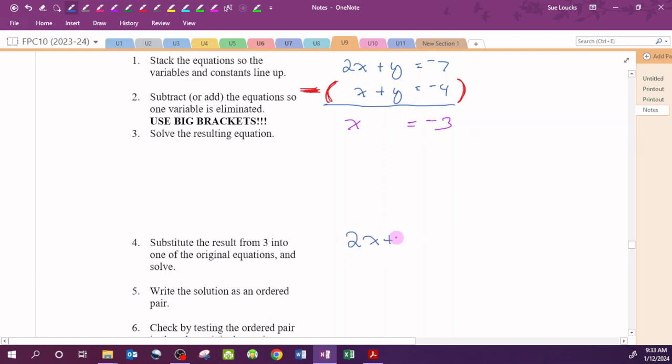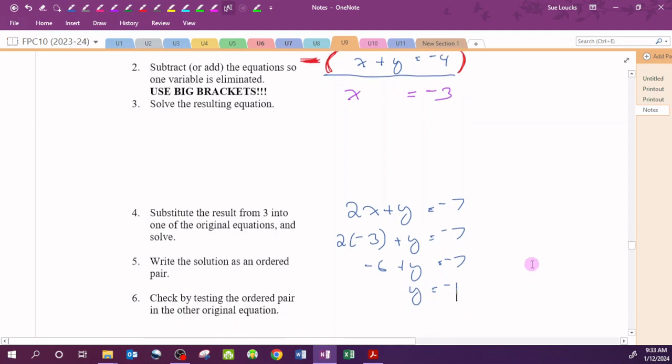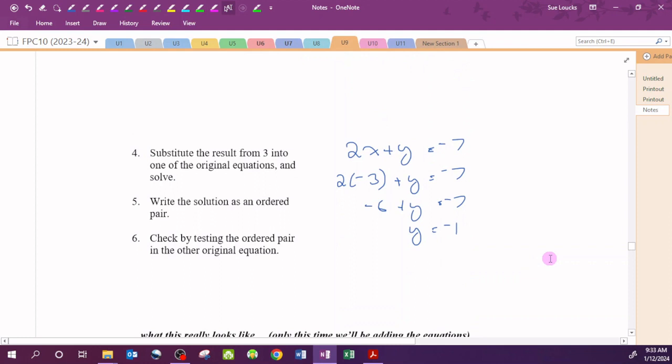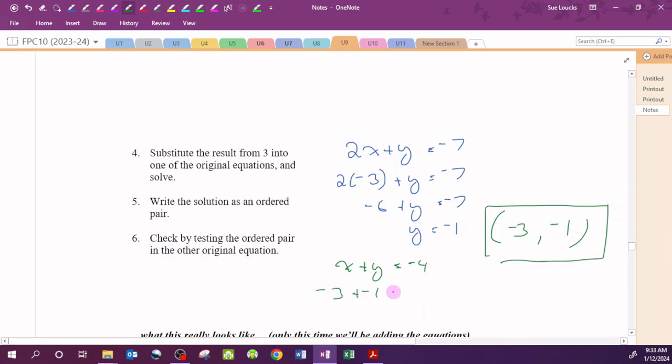I'm going to pick the 2x plus y equals -7. So that's 2 times -3 plus y, and I get y equals -1. And then I have to test it in the other original equation, which is x plus y equals -4. So I had y is -1 and x was -3. There's my answer. Box around it. So I'm going to test that. So -3 plus -1, that should equal -4. And it does. Okay?